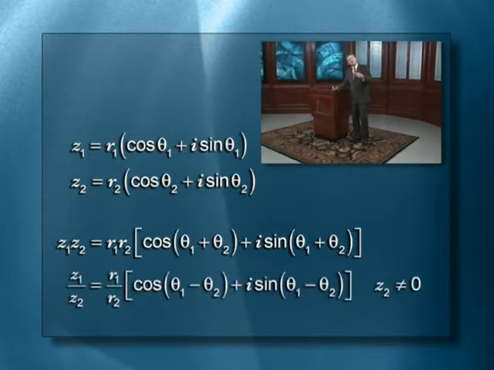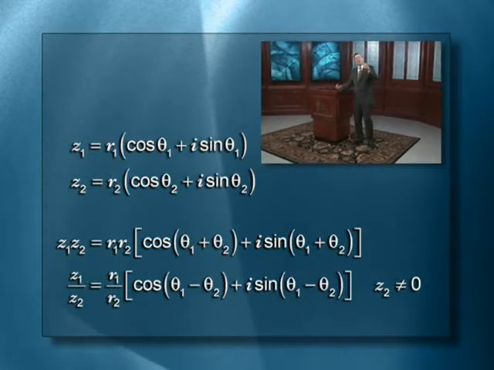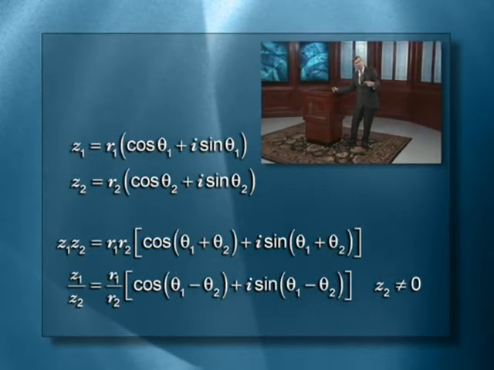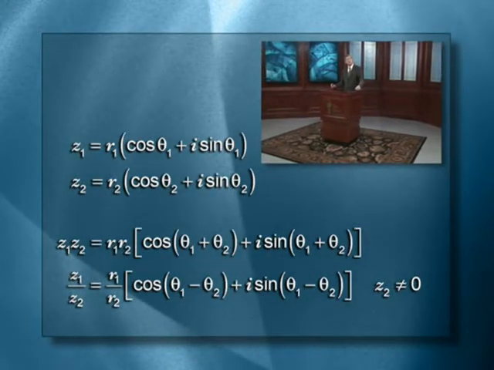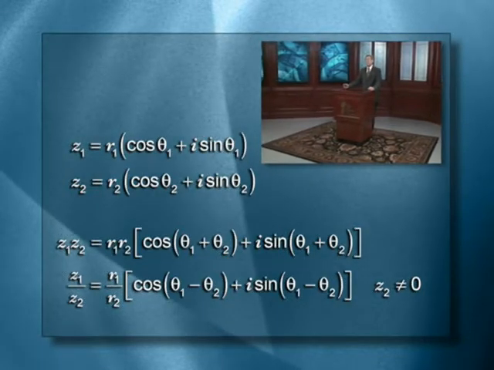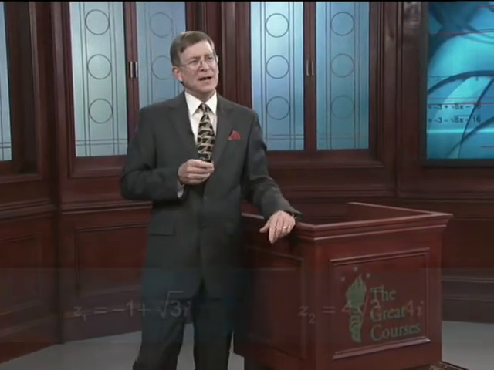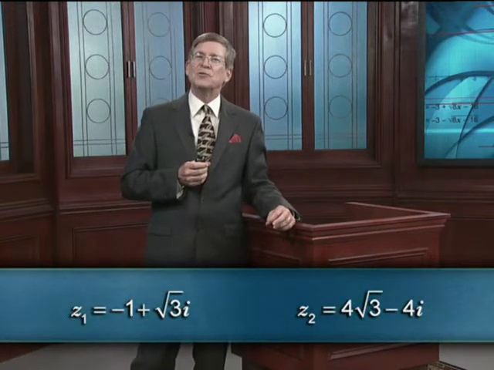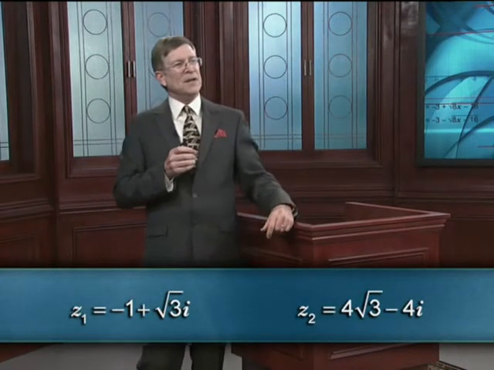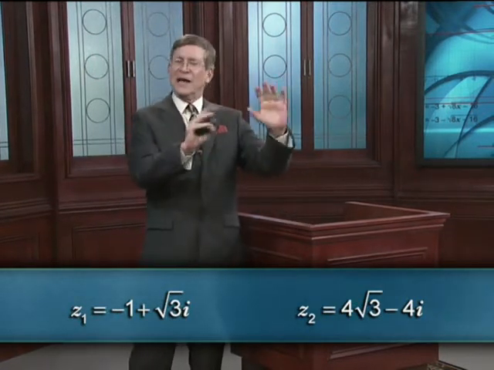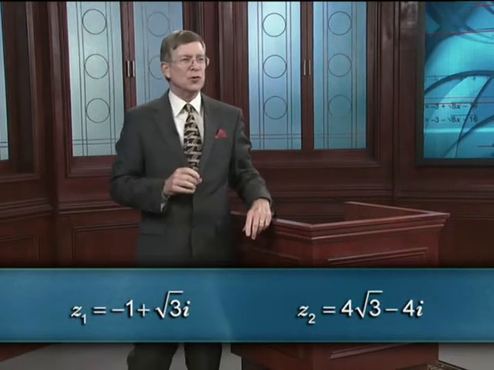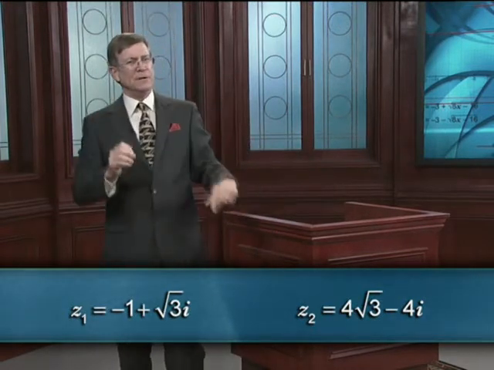And if you have a quotient of two complex numbers, all you have to do is divide r1 by r2, and then it's the cosine of the difference and the sine of the difference. So the plus sign changes to a minus sign. Let's do a quick example of this multiplication formula, and you'll see how nice it is. Suppose one complex number is minus 1 plus square root of 3 i, and the other one is 4 square roots of 3 minus 4i. Now you could multiply these out as we've done earlier in the course, but let's use this new property for multiplying.